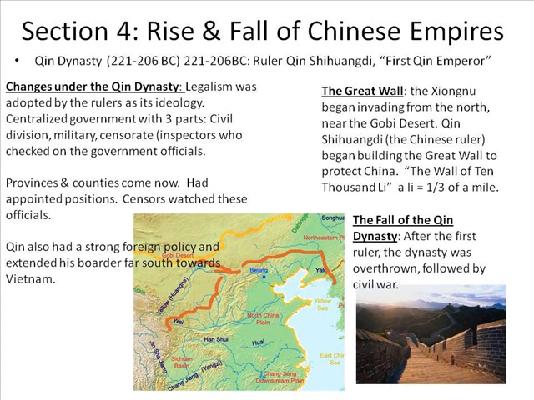The fall of the Qin dynasty. After the first ruler, the dynasty was overthrown, followed by a civil war. Not a very long dynasty. So as you guys can see there, what do you take away from the Qin dynasty? Well, that they did create this 3 part government, that they did begin building the Great Wall of China, something extremely important. And of course that they chose to use legalism.